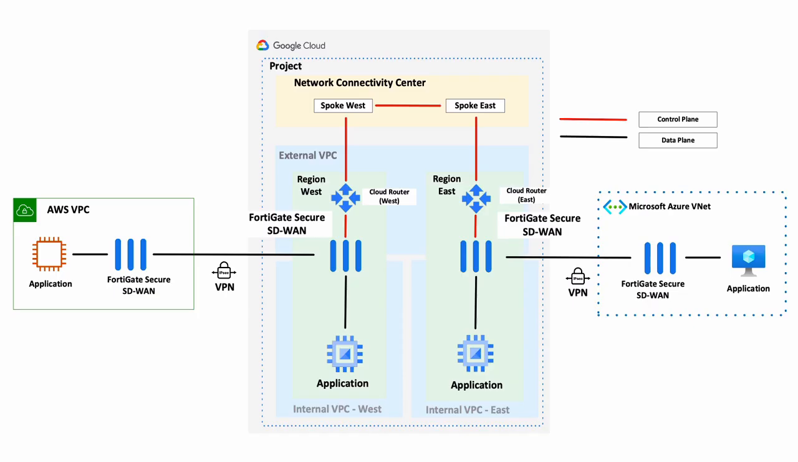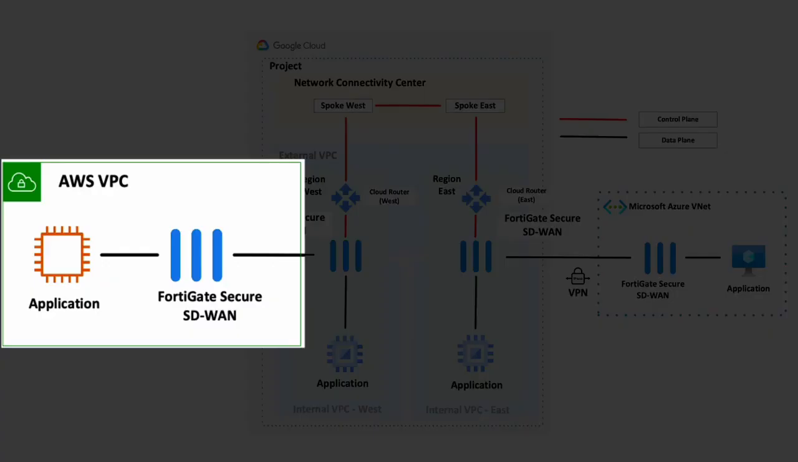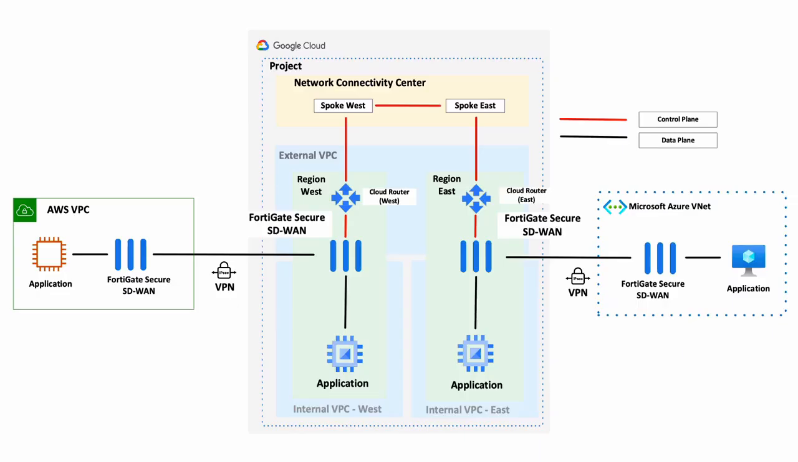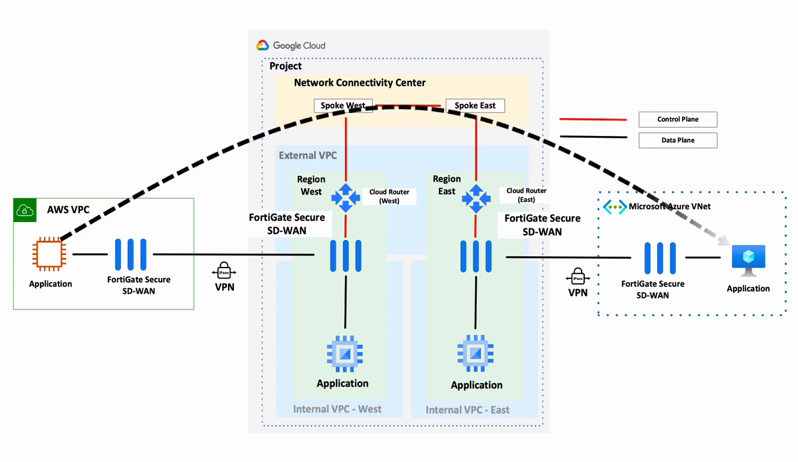In the diagram I have shown here, I have two remote sites located in an AWS VPC and a Microsoft Azure VNet. So we have a multi-cloud architecture setup with applications in each cloud site. The application inside the AWS VPC wants to communicate with the application located inside the VNet on Microsoft Azure.